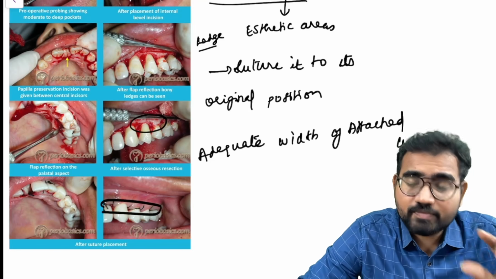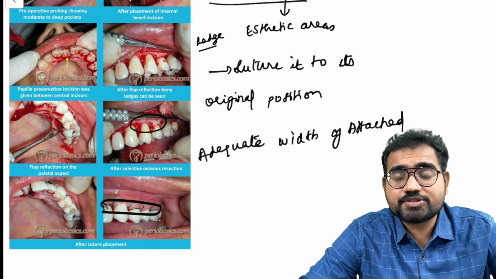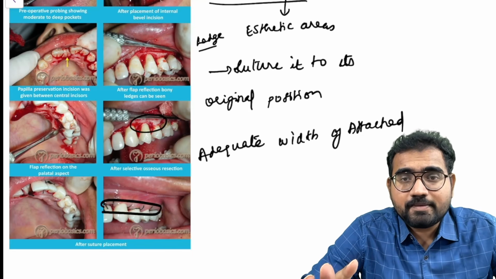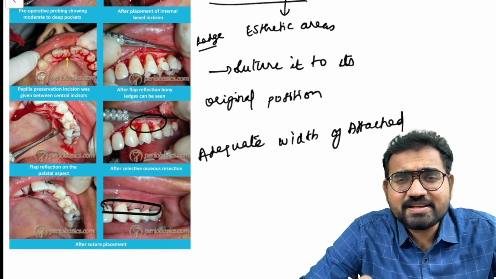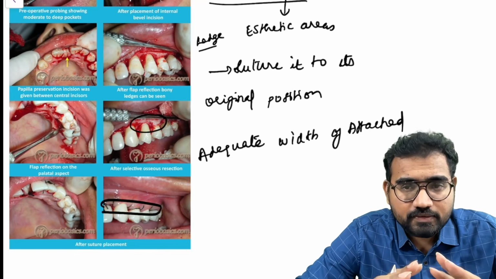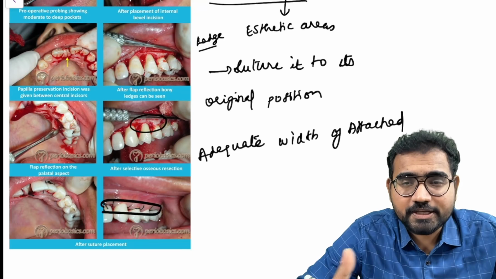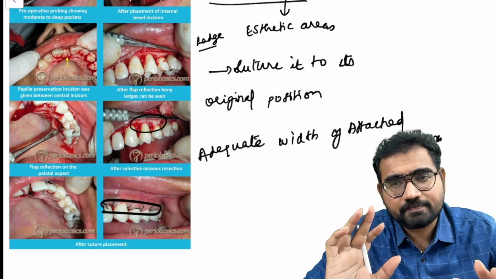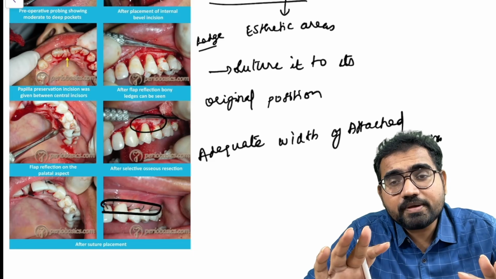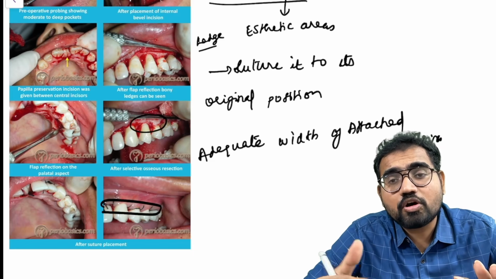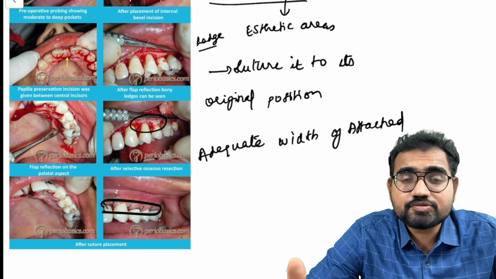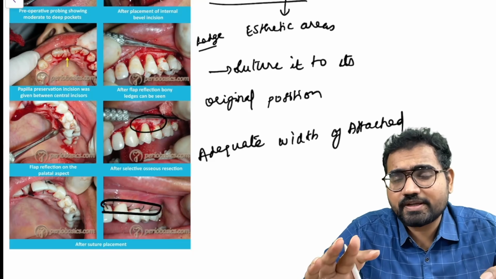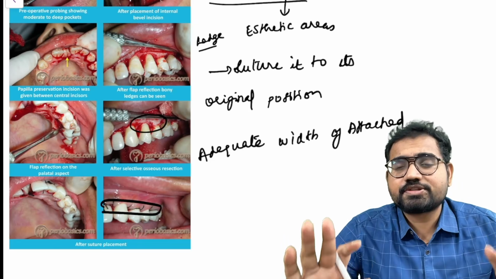There should be adequate width of attached gingiva or keratinized gingiva, and the patient should not have recession. A general side effect, or complication, of flap surgery is recession. There will be mild recession. What happens if I do a modified Widman flap in a patient who already has recession? I'm going to aggravate the situation. It's going to become worse. So there should be adequate width of attached or keratinized gingiva.